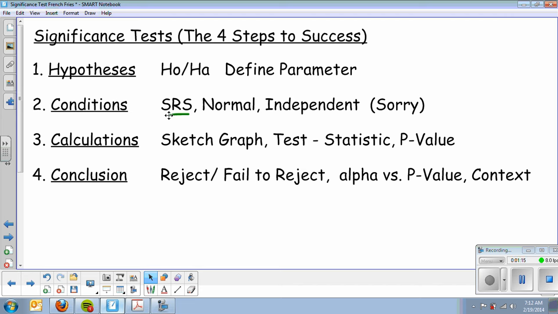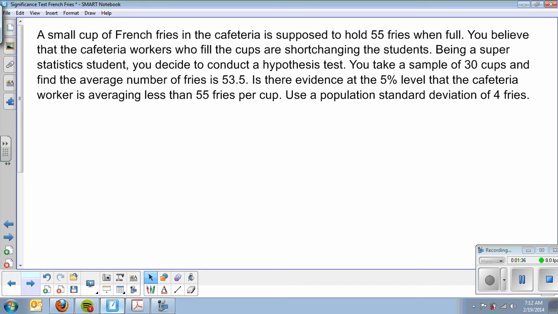Step 3, my favorite part, the calculations, the fun part. Sketch the graph, calculate the test statistic, and get the p-value, and then you use that p-value in step 4 to make a conclusion. You're either going to reject or fail to reject the null hypothesis. You're going to compare alpha to the p-value, and you're of course going to apply that to the context of the problem. Okay, so here we go with the fries.